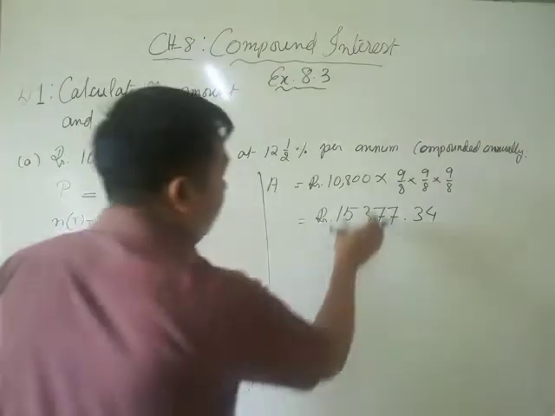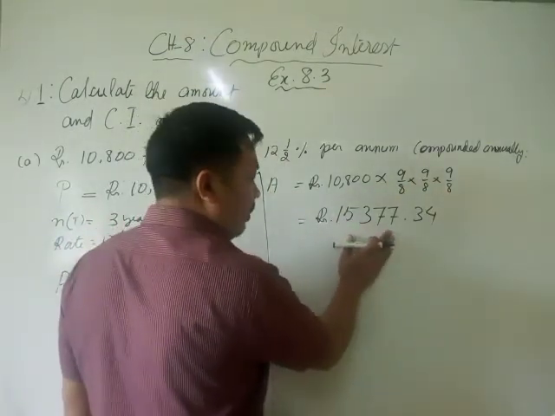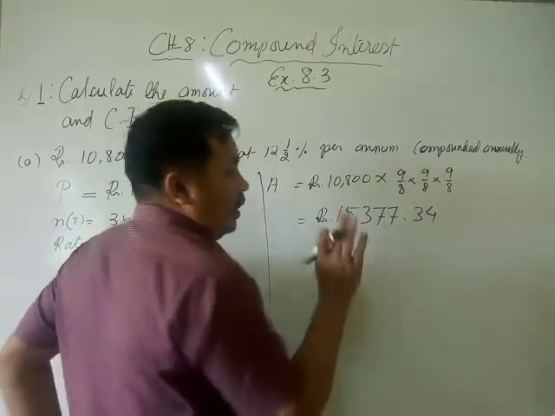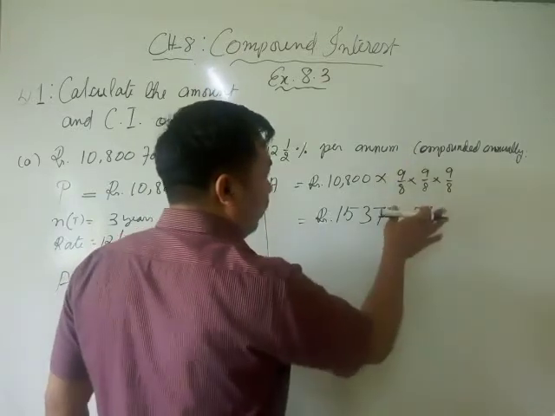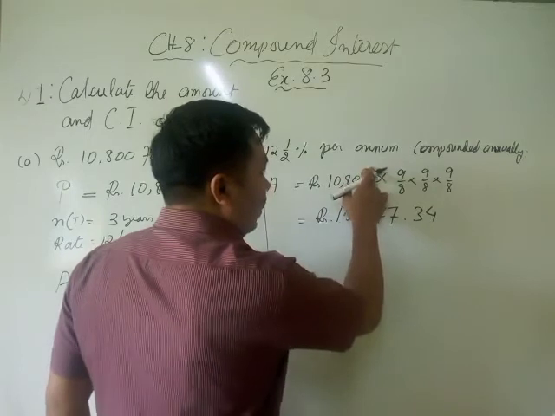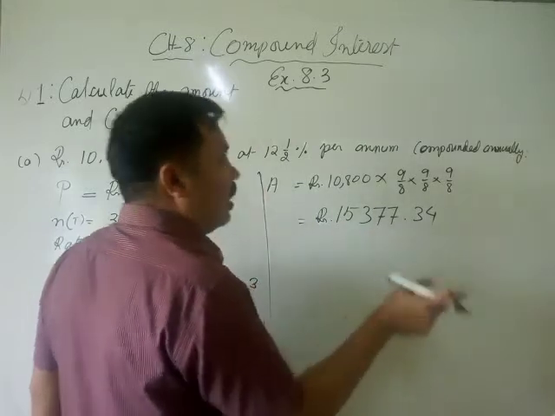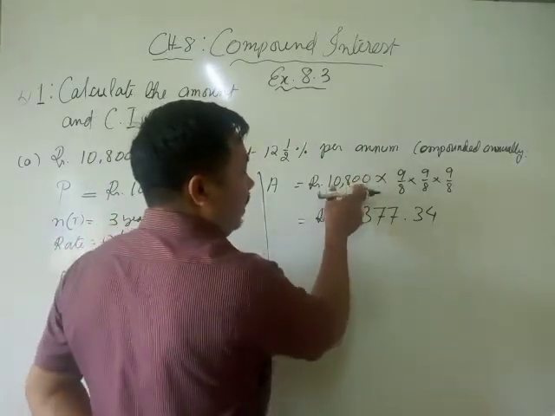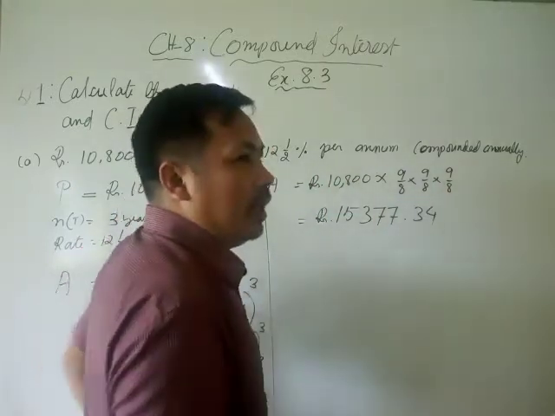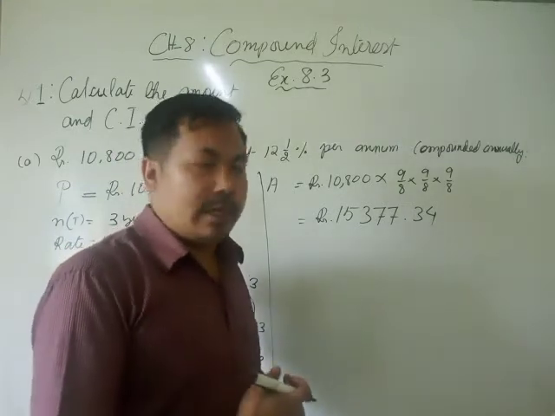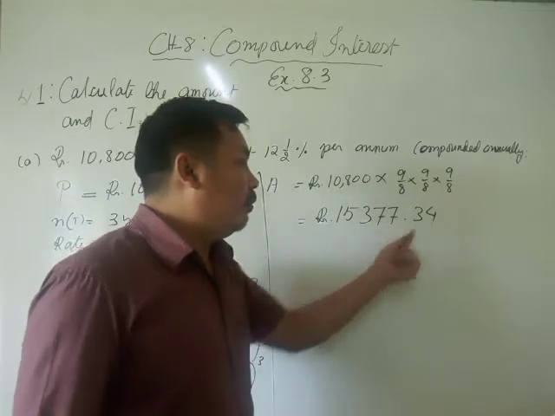So my dear students, you see here, by multiplying all this, we will get 15,377.34. The only thing is that you take the cube of 9 and multiply with this. You find out the cube of 9, multiply with this number and you will get another value. Then you divide by 8 cubed. In this way, you can do your own calculation. Okay, clear? But the answer is now 15,377.34.